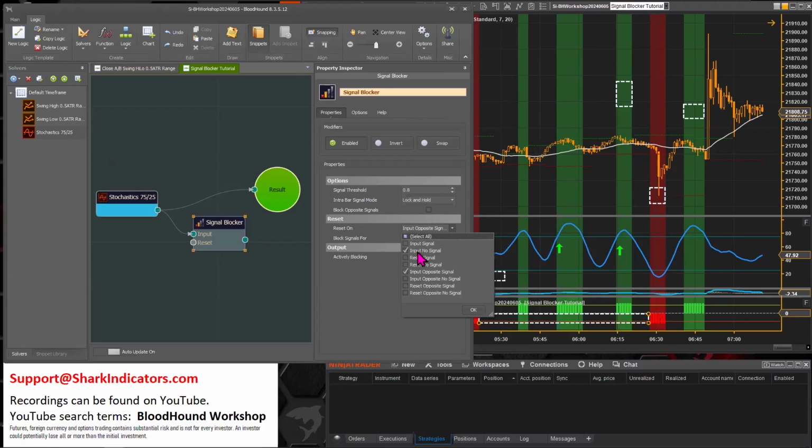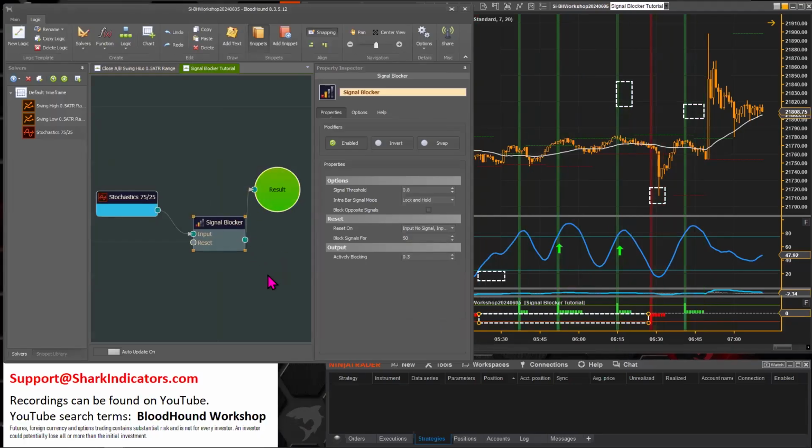Let's go through this here. So again, the word signal is referring to what is being blocked. Is it the long signals being blocked, or is it the short signals being blocked? Let me connect that back up there. All right, yes, we had signal, we had no signal. Then we have opposite signals, so that was already explained.